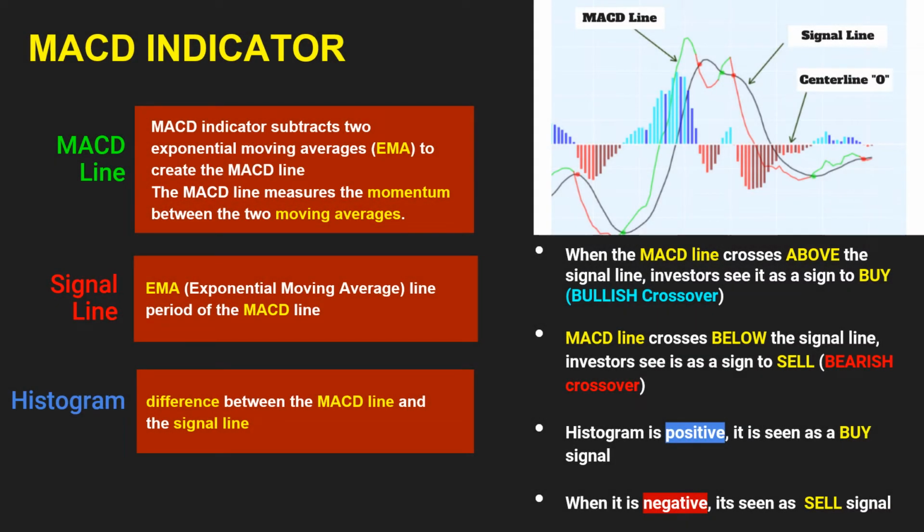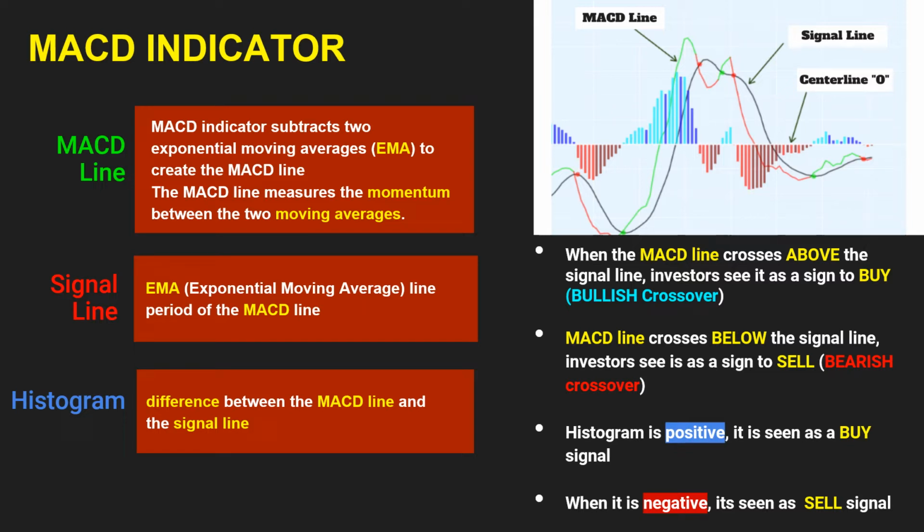One of the more popular technical indicators is the MACD indicator. The MACD indicator consists of three components: the MACD line, the signal line, and the histogram. The MACD line measures the momentum between two moving averages, and then the signal line is an exponential moving average line of the MACD line. Finally, there's a histogram, which measures the difference between the MACD line and the signal line. As shown in the graph, when the MACD line crosses above the signal line, investors see it as a sign to buy, versus when the MACD line crosses below the signal line, investors see it as a sign to sell.